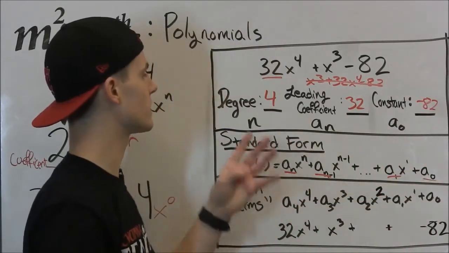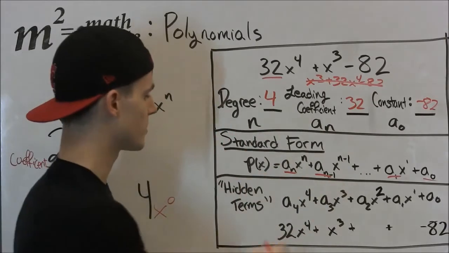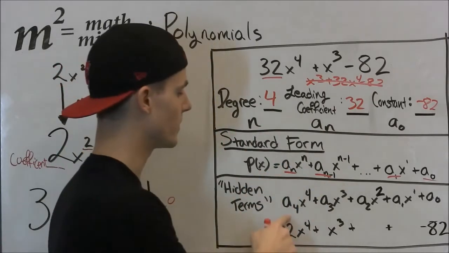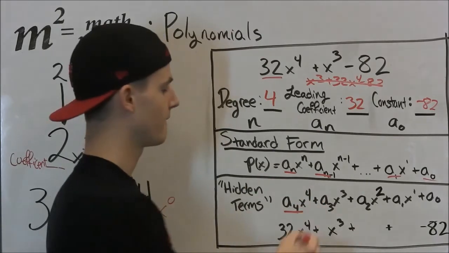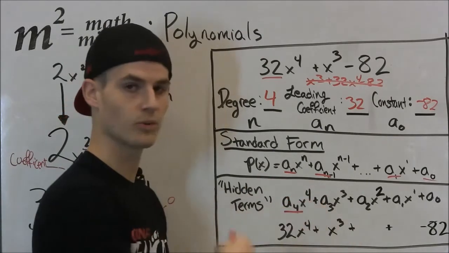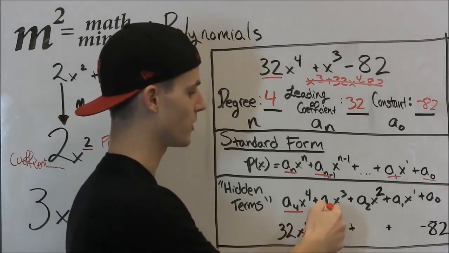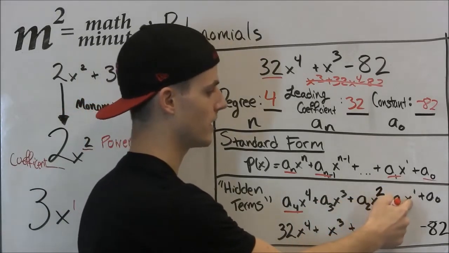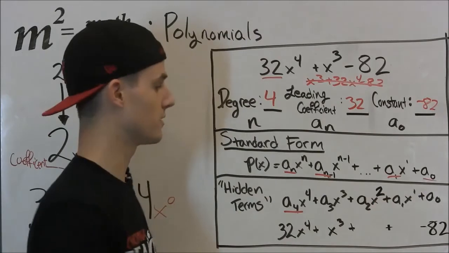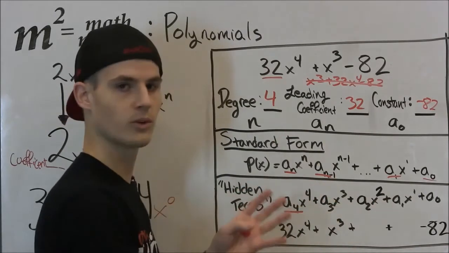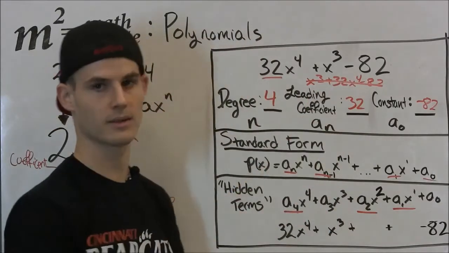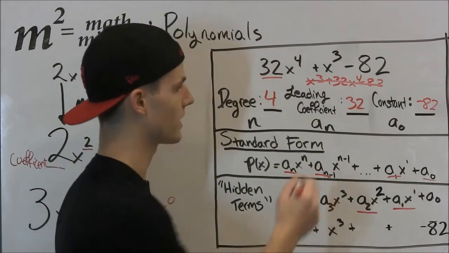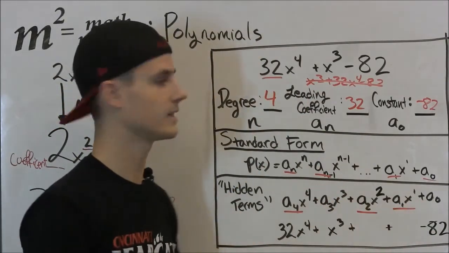In this case, we said our degree was 4. So using the standard form, we have a sub n, which is 4, a constant, then x to the 4, which is our degree, x to the third, x squared, x to the 1, and x to the 0. So we've applied the standard form idea to this. But where are these terms? We don't have these up here. We just have x to the third, x to the fourth, and a constant at the end.